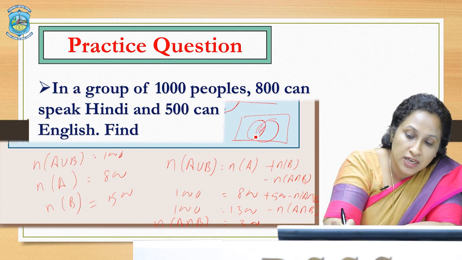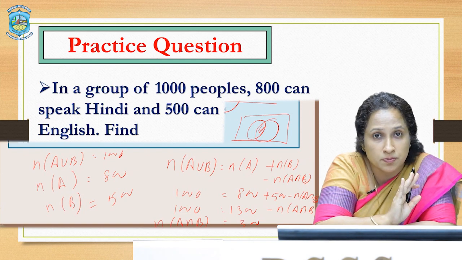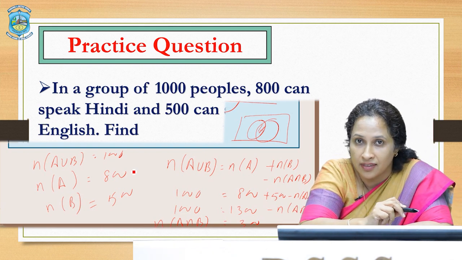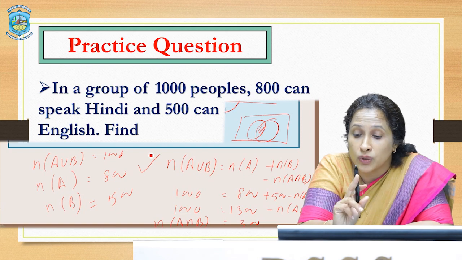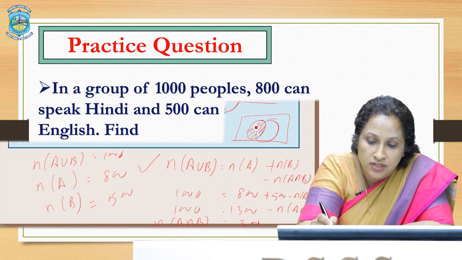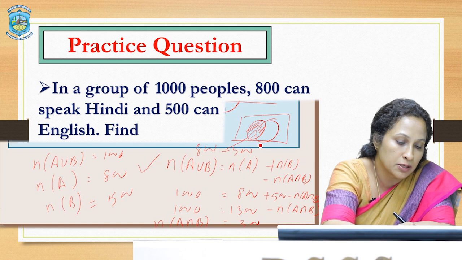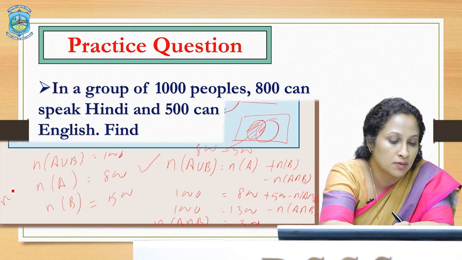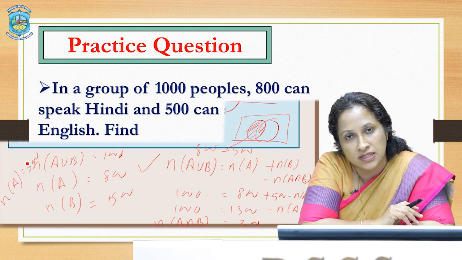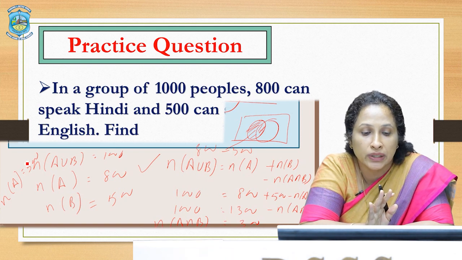How many people can speak only Hindi? Only Hindi means they are Hindi speaking people who are not speaking English in this case. So, 800 people were speaking Hindi. How many people are speaking only Hindi? That means we have to find this area. How do you find this area? So, this is 800 minus the common area which is 300. So, n(A) only will be equal to 800 minus 300 is equal to 500. You can see exactly 500 people are speaking only Hindi.